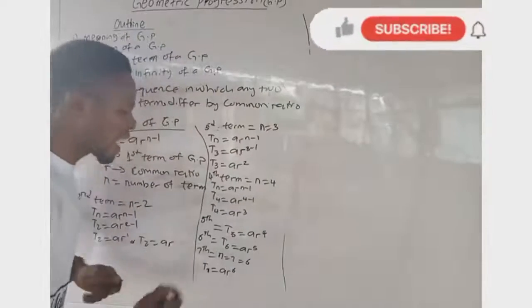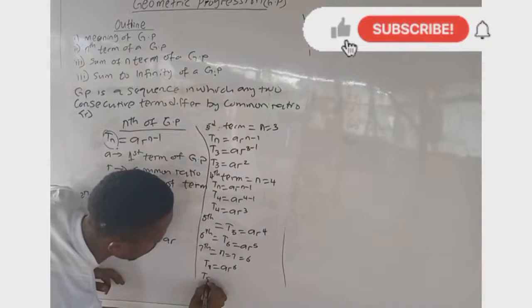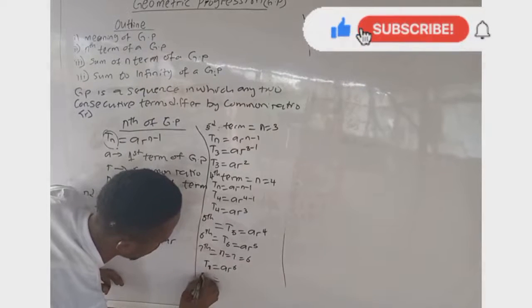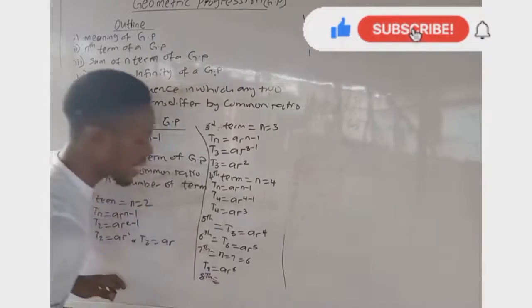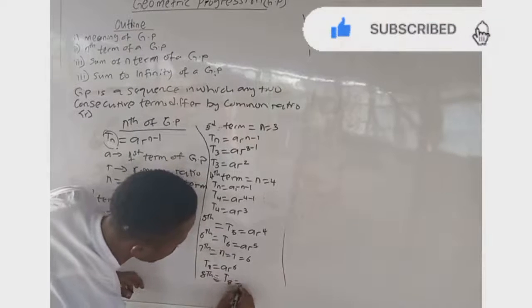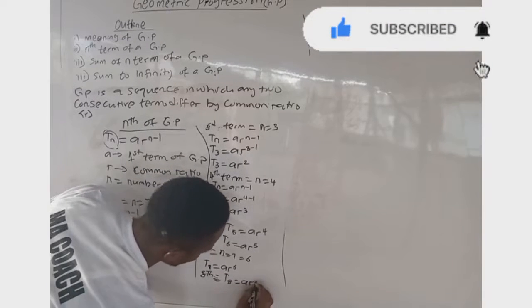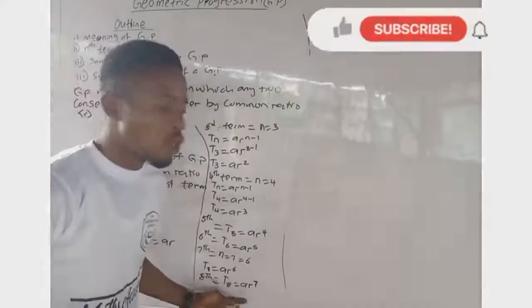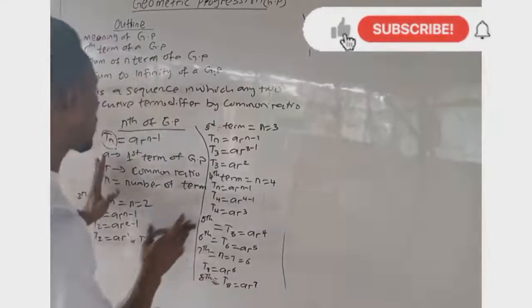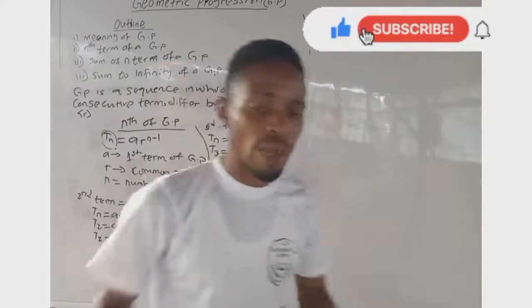So now to get our eighth term, that is T8, is equal to, our eighth term. T8 is equal to a r to the power 7. It's to the power 7 to get our eighth term. So that is how you do the calculation based on the nth term of GP.